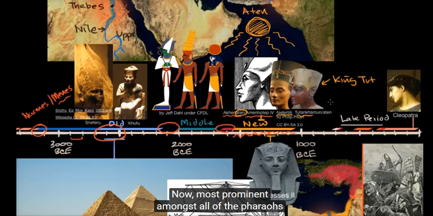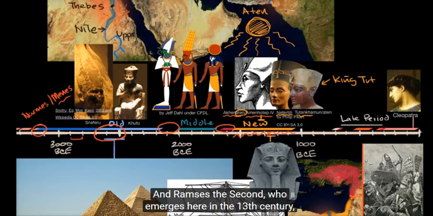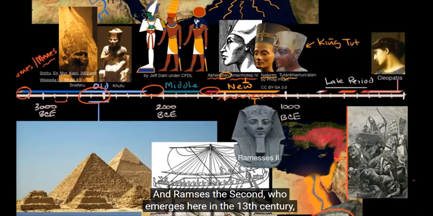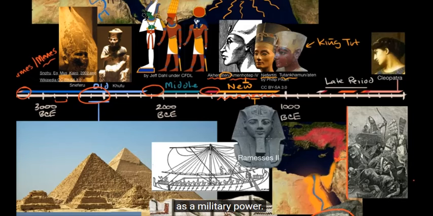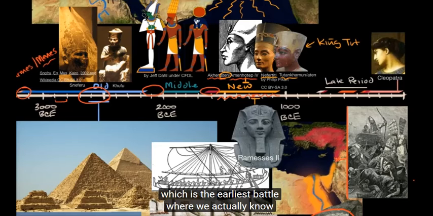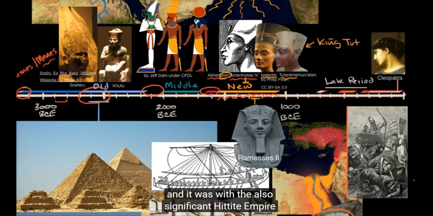Now, most prominent amongst all of the pharaohs across Egyptian history, and this is also in the New Kingdom, comes a little bit after Tutankhamun, is Ramses II. And Ramses II, who emerges here in the 13th century, and he rules for most of the 13th century BCE, he represents really the peak of ancient Egypt as a military power. He's famous for the battle at Kadesh, which is the earliest battle where we actually know what the tactics and the formations were. And it was with the also significant Hittite Empire in 1274 BCE.